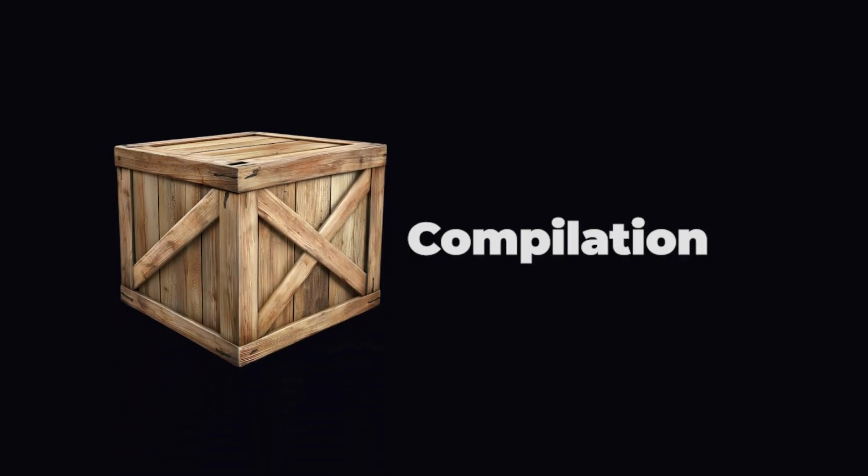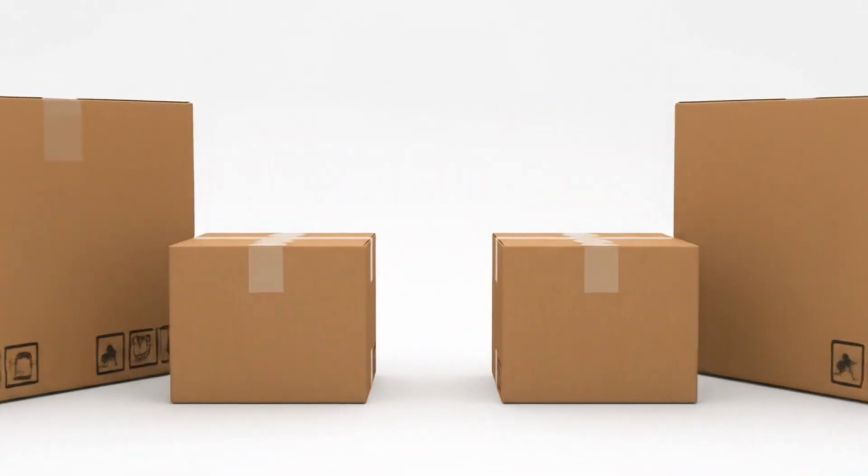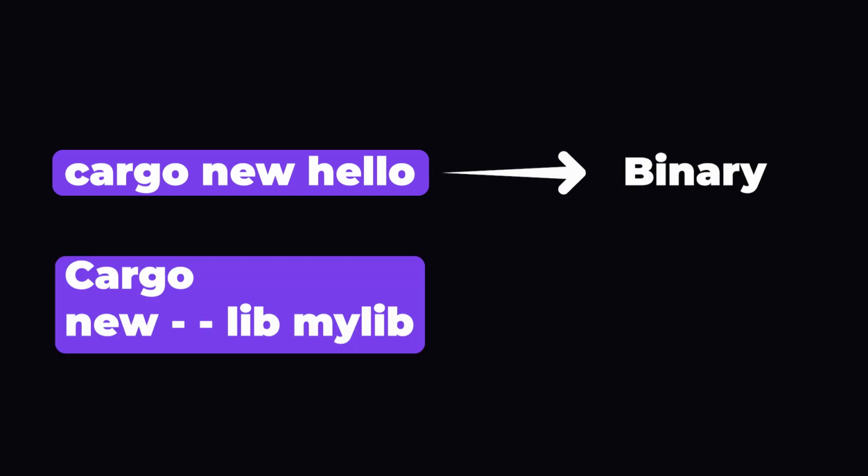A crate is a compilation unit. A binary crate builds an executable. A library crate exposes code for reuse, and a package is a set of one or more crates with a Cargo.toml. cargo new hello gives you a binary, and cargo new --lib mylib gives you a library.